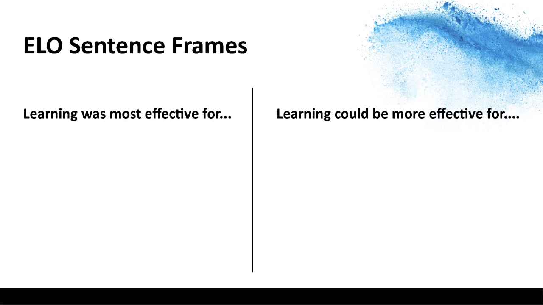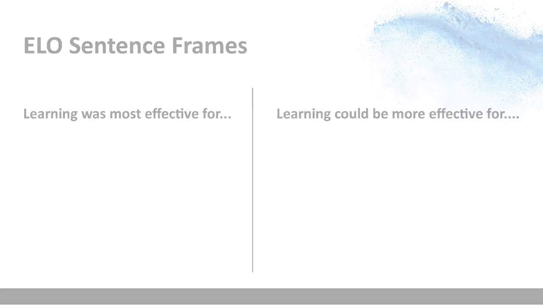Exactly. And we want to remind ourselves that we're shifting away from that traditional mindset where observers often look at teachers and teacher moves. In this ELO process, the feedback or impact statements are going to be focused on the learning of students. So learning was most effective for, and learning could be more effective.